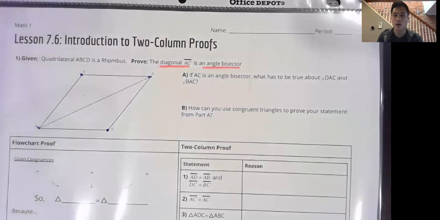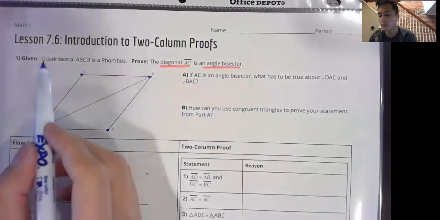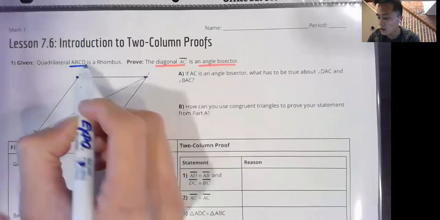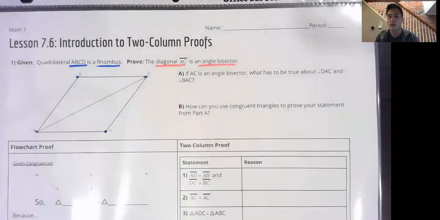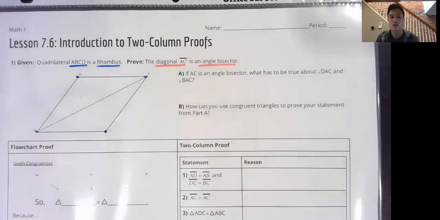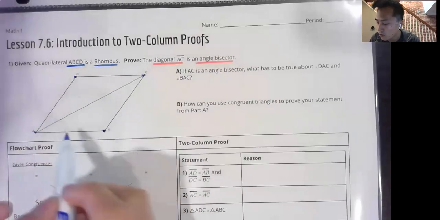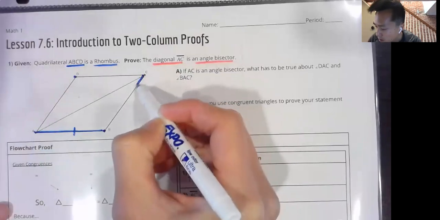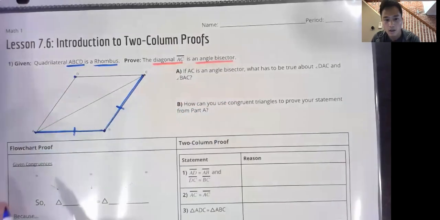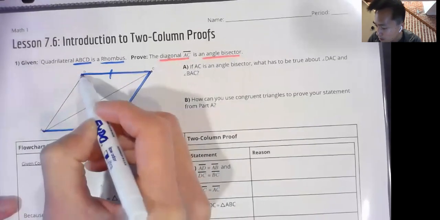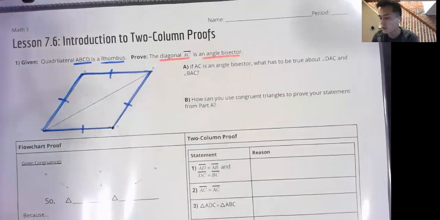Let's first start by marking the congruences that we know from the given information. So if ABCD is a rhombus, remember that the definition of the rhombus is that all four sides are congruent. So we can mark that. So I know that this side is going to be congruent to this side, which is going to be congruent to this side and this side here. Okay, all four sides are congruent.